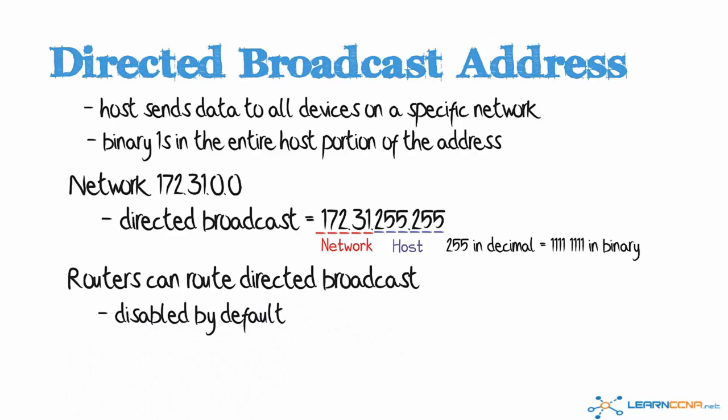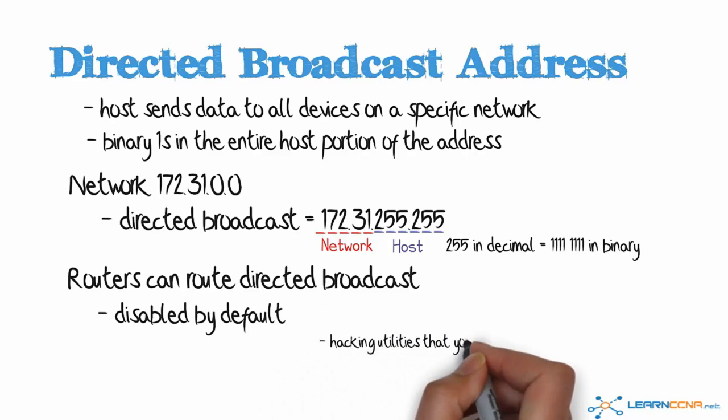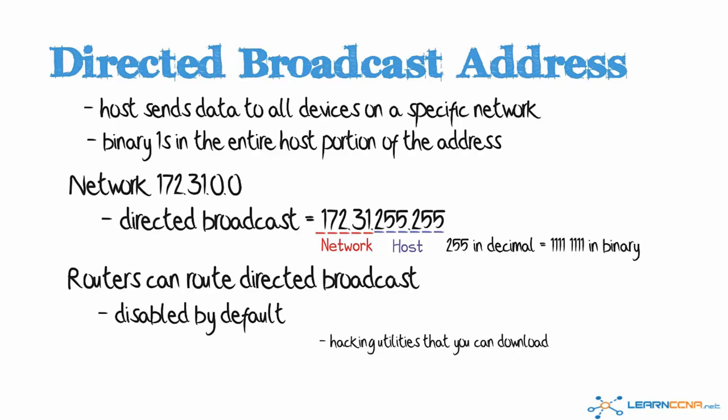But by default, directed broadcasts are not routed from one physical interface to another physical interface or from one VLAN to another VLAN. There are hacking utilities that you can download and use to launch denial of service attacks, or DoS attacks, by using directed broadcasts. And thus, for security reasons, it's recommended that the forwarding of directed broadcasts be disabled. This is the default on modern versions of the Cisco IOS.